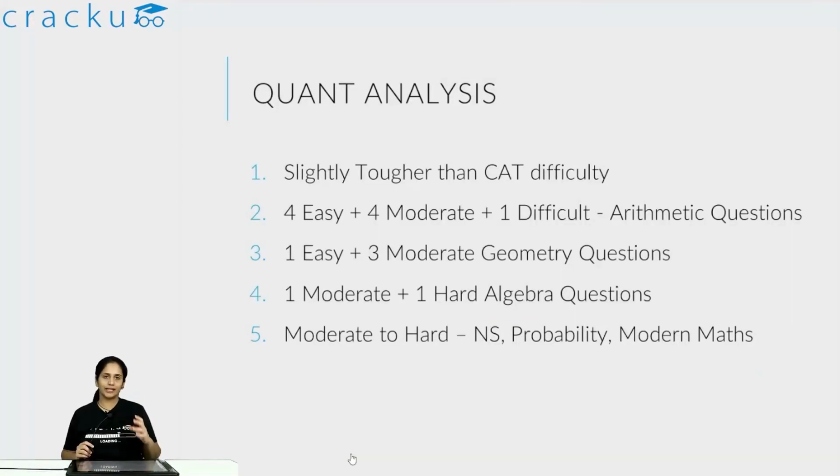I felt this was slightly tougher than CAT difficulty level. Not very difficult, just slightly more difficult. And I'll tell you why the difficulty essentially arose. You tend to bank on a few easy questions to come from arithmetic, a few from algebra, from geometry. But here I felt that only the arithmetic questions were easy. Every other question was either moderate or slightly hard.